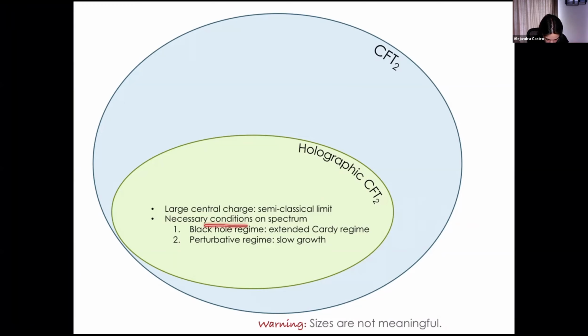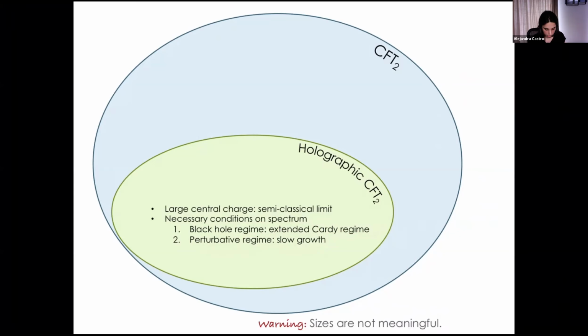And then the two necessary conditions that we discussed, although they were not fully independent, was basically this black hole regime where I told you we wanted this extended Cardy regime, but I want actually something stronger than that because this is still compatible with Hagedorn and I don't want the Hagedorn growth. Actually, what we want, what is more stringent, what will restrict us most, is that if we look at the perturbative part of the CFT spectrum, we want basically slow growth, okay? So this will be the most important condition that we'll be imposing.